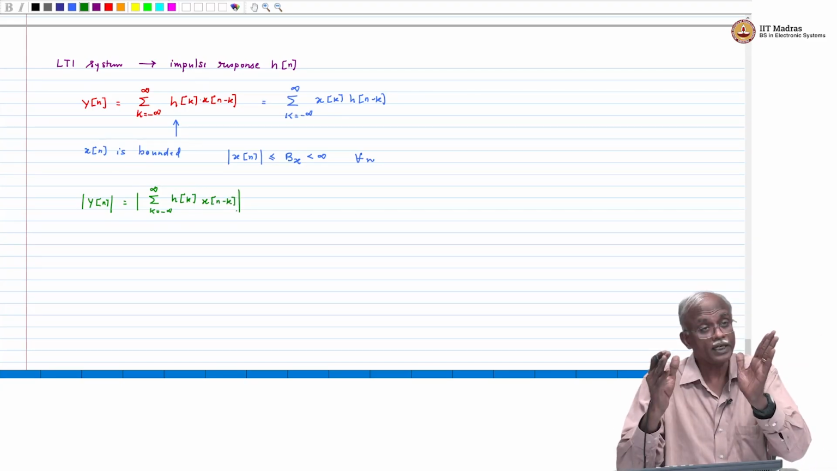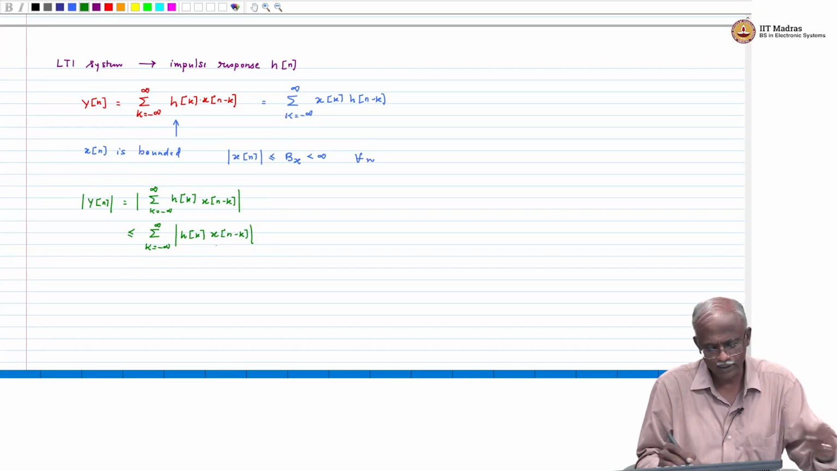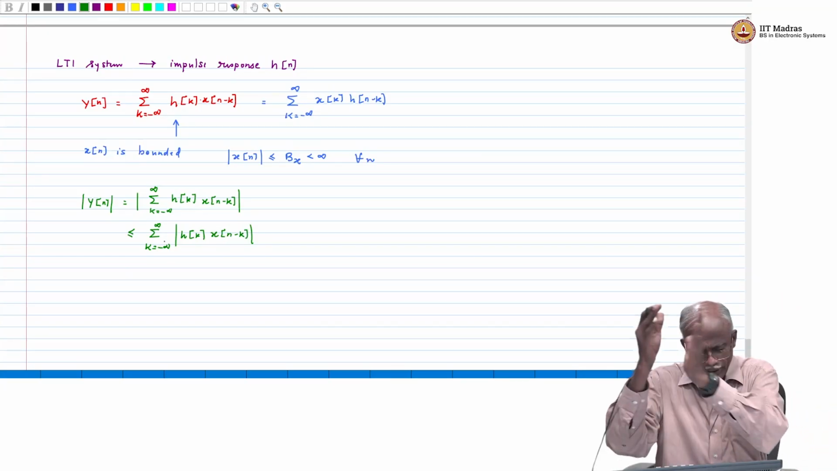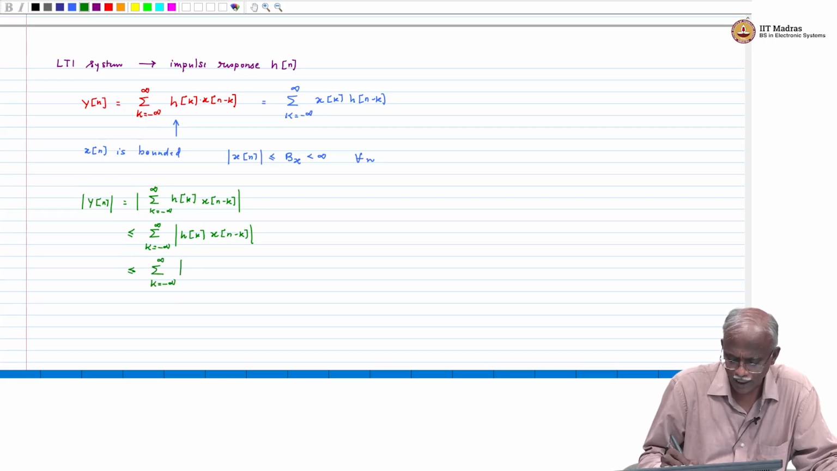Then, using the property of modulus, I say that this is less than or equal to summation k equal to minus infinity to infinity modulus of the individual terms h of k x of n minus k, and this is nothing but, when you take a modulus of product, it is the modulus of those individual terms. This is less than or equal to summation k equal to minus infinity to infinity modulus of h of k modulus of x of n minus k.